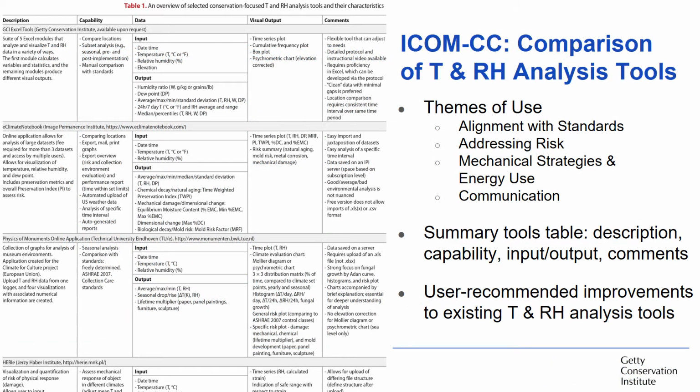The ICOM-CC paper organized these tools by themes of use identified from the survey of heritage professionals. These themes included alignment with standards, addressing risk, mechanical strategies and energy use, and communication. We then created a summary table shown at left, comparing these 5 tools in terms of capability, data input and outputs, and available visualizations. We also included comments which highlighted their individual strengths.